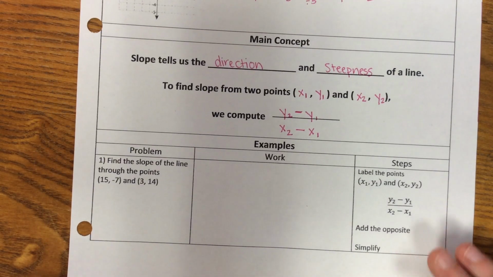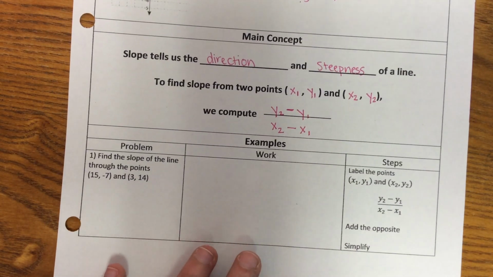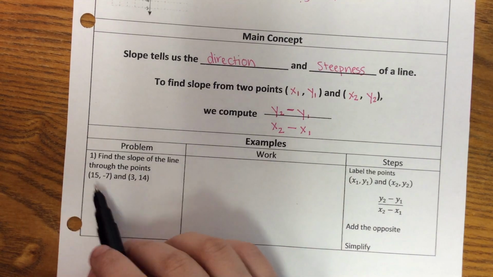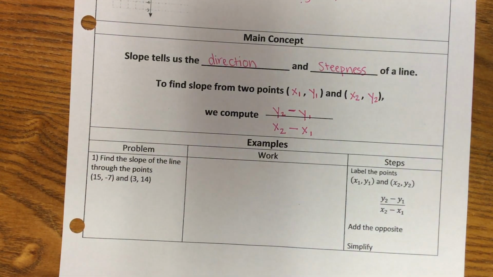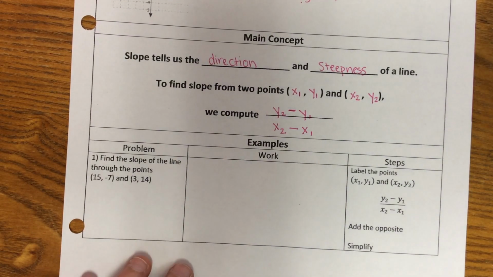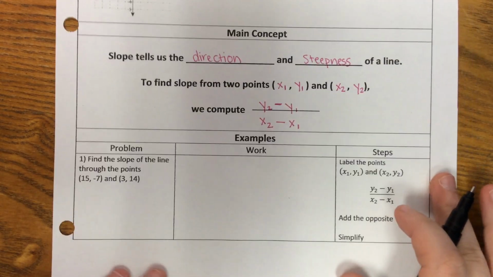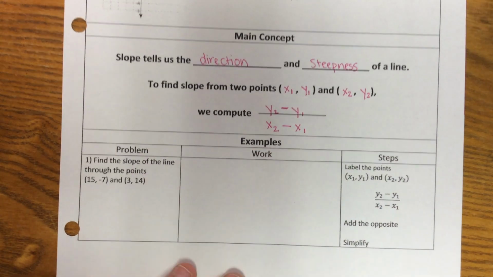Okay, so here you go. So number 1 says find the slope of the line through the points. So first thing I'm going to do, and the reason why we wouldn't want to graph this is because 15, negative 7, and 3, 14 would have to be a really big graph to get all the way from 15, negative 7 to 3, 14. We'd have to have a really, really big graph. And that would be really hard to do. You'd have to almost take a whole graph paper to do that.